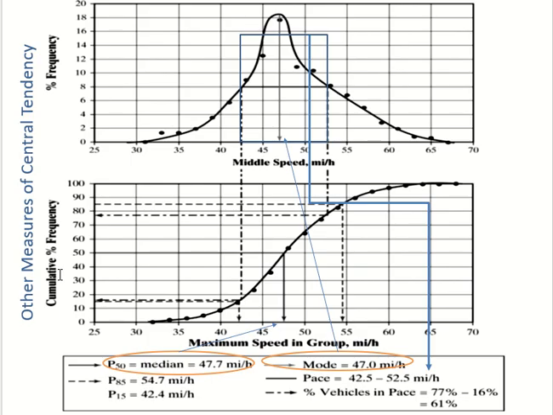42.5 and 52.5. I have the two values, so I plot the values. I go to the curve and find out its percentage. The percentage for 42.5 is 16%. 42.5, go up. Where is it?